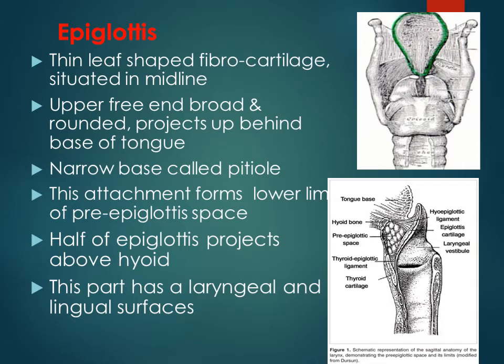It has a narrow base, and this is the pre-epiglottic space, which forms between the attachment of the epiglottis to the hyoid bone and the attachment of the epiglottis to the thyroid cartilage through ligaments named the hyoepiglottic ligament and the thyroepiglottic ligament.